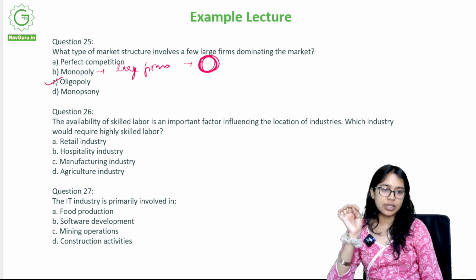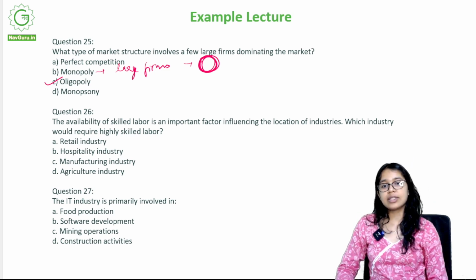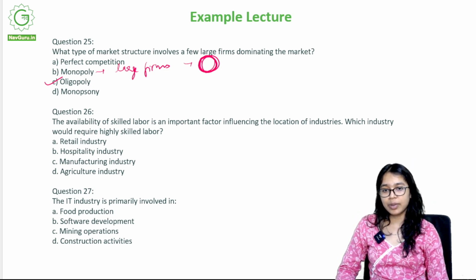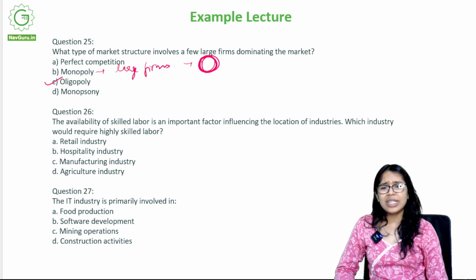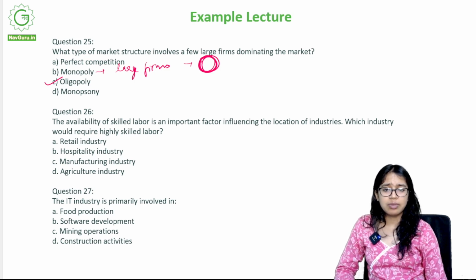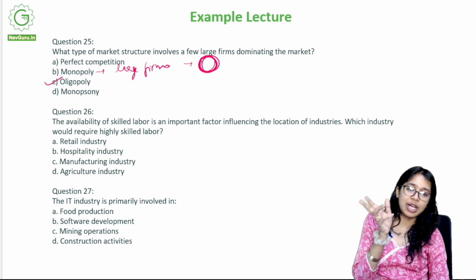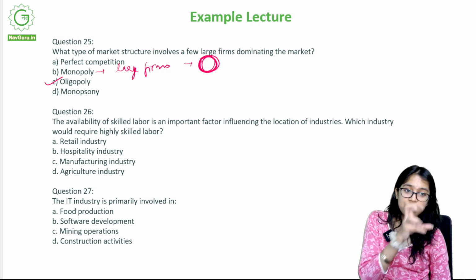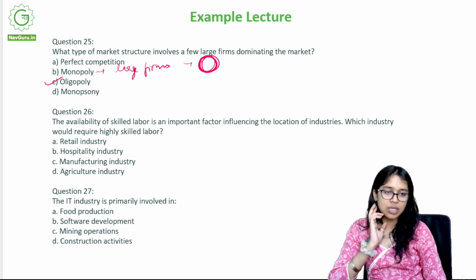It's according to the industry that you're setting up that you require the availability of skilled labor. But which of these industries would require highly skilled labor? Retail industry, hospitality industry, manufacturing industry, or agriculture industry? So in retail, people are not required to be particularly skilled, if you are not a big giant running it. But even for that, it's not the labor that you require, it's the person who's running it that you require skilled labor for. Hospitality industry also, it's something that people can actually learn over a period of time.